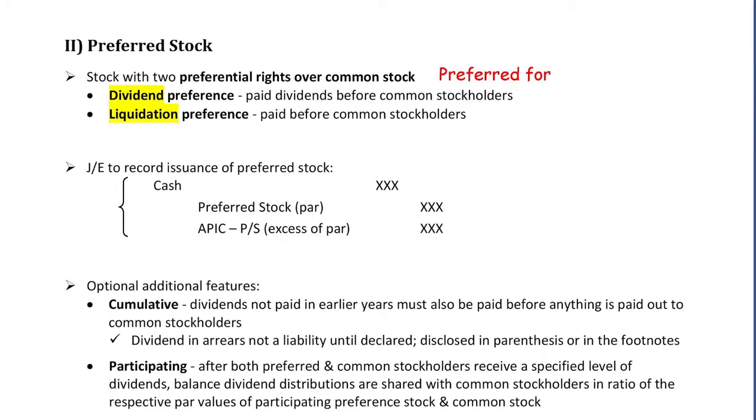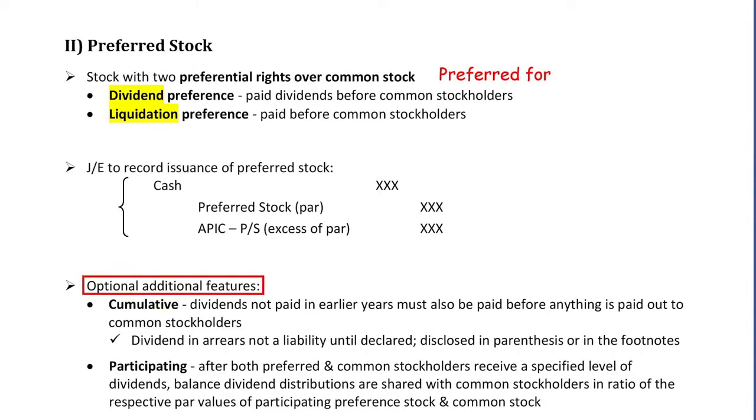Now looking at the journal entry to record issuance of preferred stock, that's pretty similar to the common stock issuance journal entry. Just that you have preferred stock on the credit, and if the preferred stock is issued in excess of par, it goes to APIC preferred stock. Now our focus here is optional additional features.